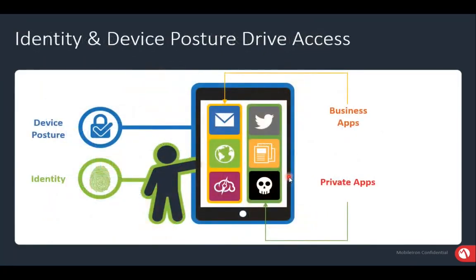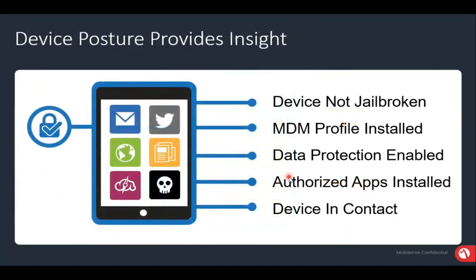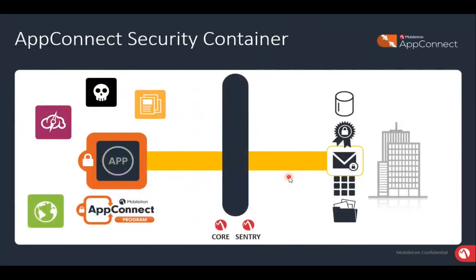So the approach we are taking is we'll have to check the device posture and who is accessing which data, at which application is trying to reach the backend resources. So the MobileIron UEM policy manager will check if the device is not jailbroken, the MDM profile is installed, data protection is enabled, and only authorized applications are installed, and the device is getting the required policies and compliance check in place, then it will allow access to the backend resources.